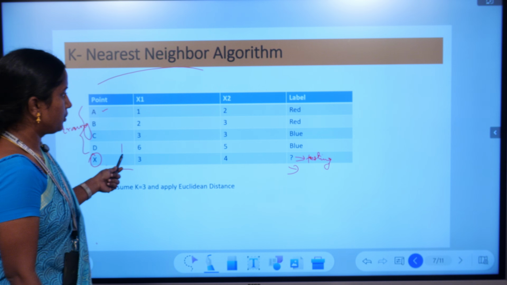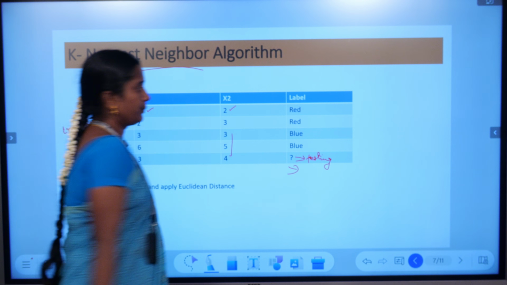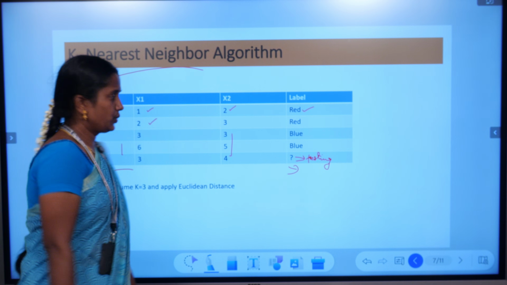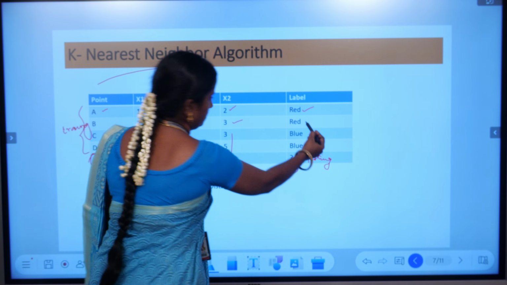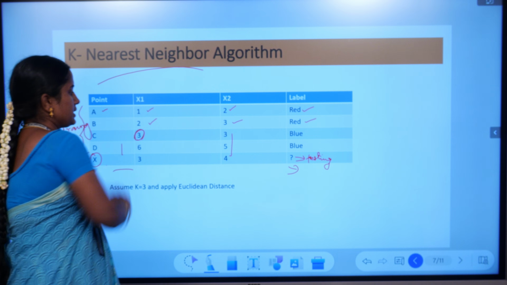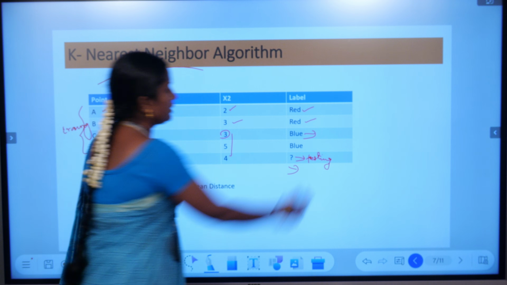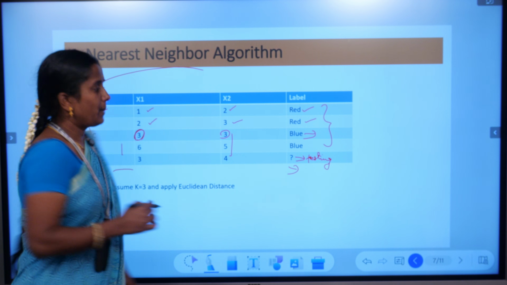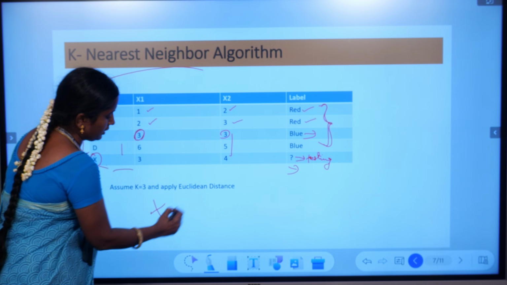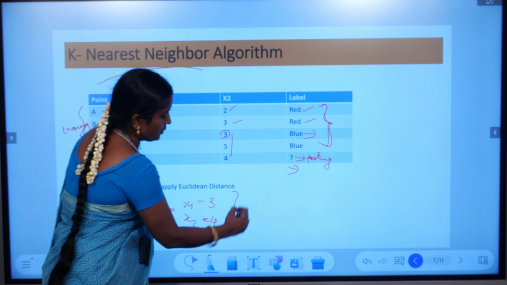So what does this data set consist of? It consists of 4 different points with x1 and x2 as their parameters. If x1 is 1 and x2 is 2, the data point is marked as red. If x1 is 2 and x2 is 3, we can label the data point as red. Suppose x1 is 3 and x2 is 3, the data point is labeled as blue. So based on this given data, we have to classify whether X, with x1 equal to 3 and x2 equal to 4, belongs to which label.